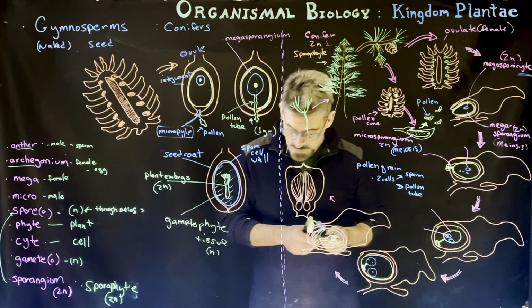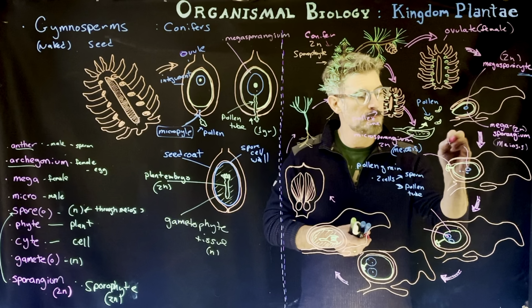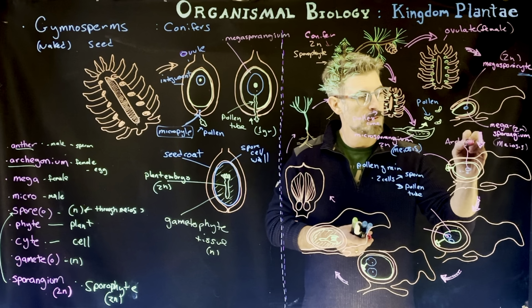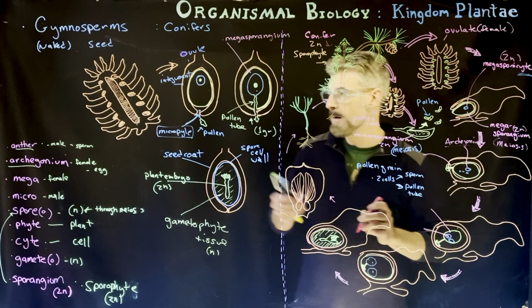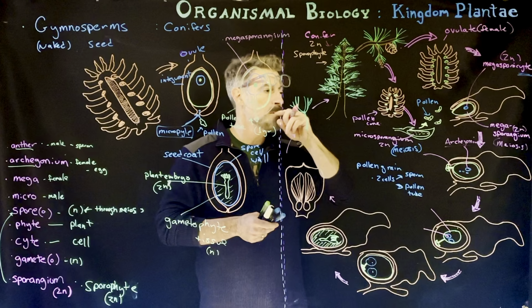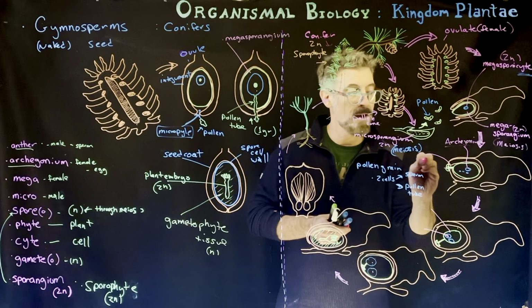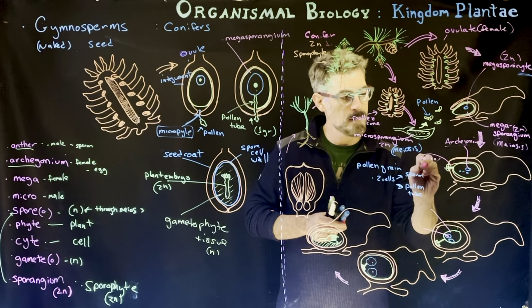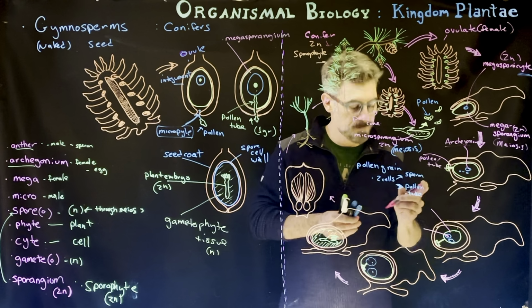So here we have an archegonium, which is a larger structure. And remember, arche means the female and the egg producing, right? So that's going to be what produces the egg. Here's where we have the pollen and the pollen tube.